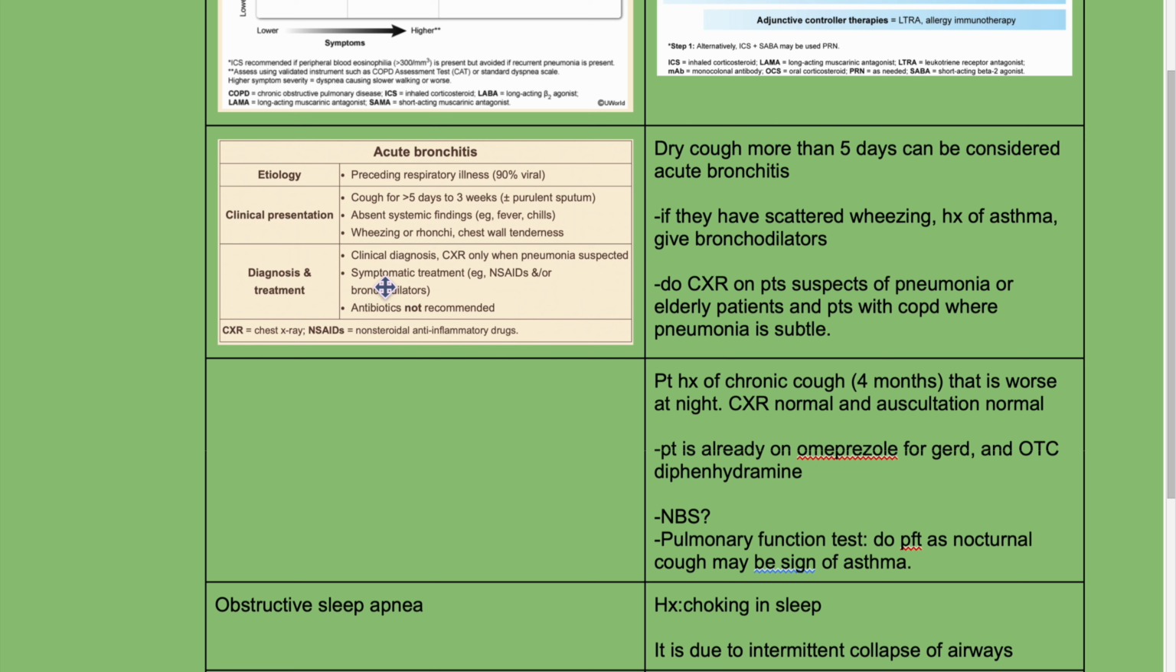Diagnosis and treatment is clinical diagnosis, chest x-ray only when pneumonia is suspected. Symptomatic treatment, NSAIDs and/or bronchodilators. Antibiotics are not recommended. Okay.